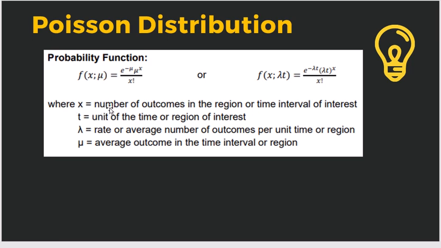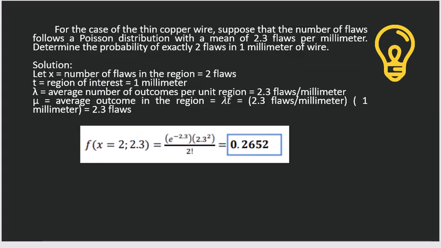So for you to understand, let's have the given probability function. Your x will be the number of outcomes in the region or time interval of interest. You have your t, the unit of time or region of interest. Then we have your rate of average per unit of region, and you have your average outcome of the interval or region. So let's have a given example.